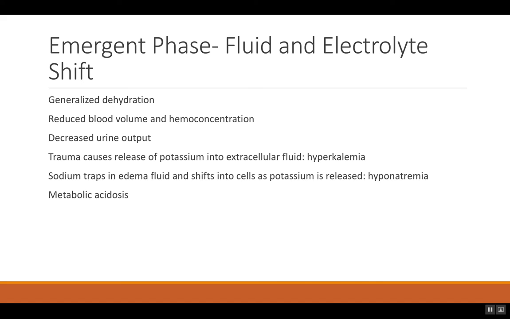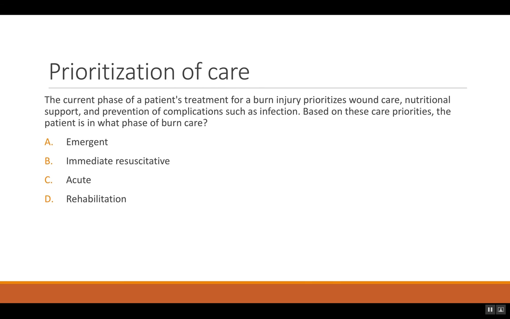Your emergent phase of fluid and electrolyte shift is happening. You're going to have the generalized dehydration, blood volume and hemoconcentration is reduced. Decreased urine output. The trauma from the burn is going to cause the potassium into the extracellular fluid, so you're going to have the hyperkalemia. Sodium's trapped in the edematous fluid, so a lot of times we'll also see hyponatremia, and that patient's going to have metabolic acidosis, which we just talked about.